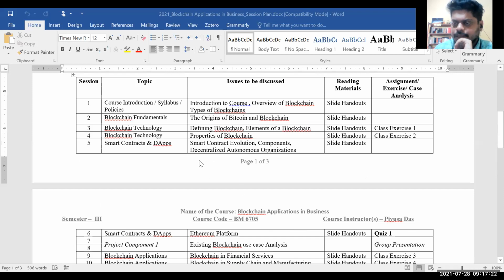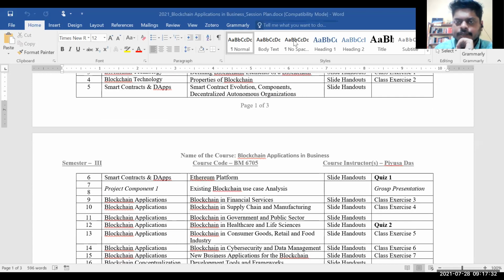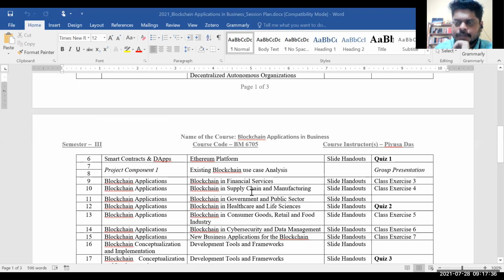So next, from session 2 to session 6, we'll get into the detail of blockchain technology and the different types of blockchain technology. Then we'll get into your presentation part. So that is about how the overall session has been planned.